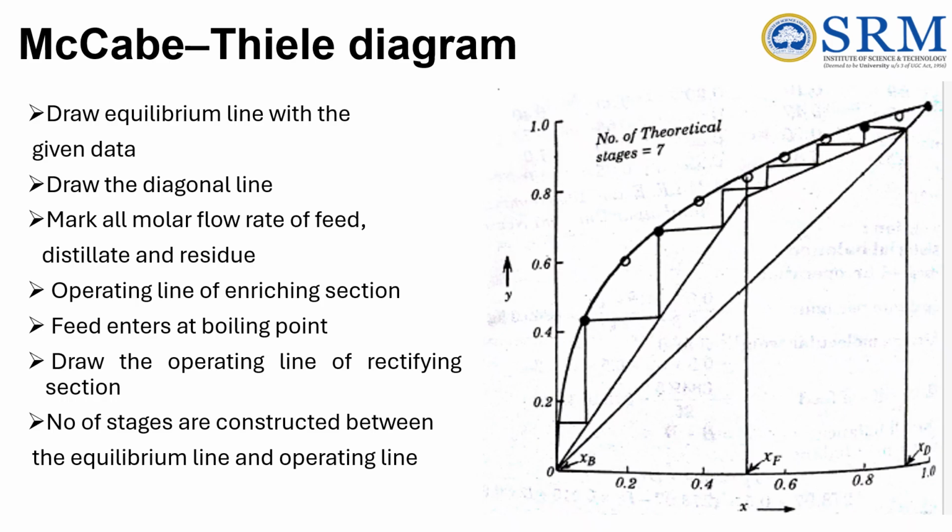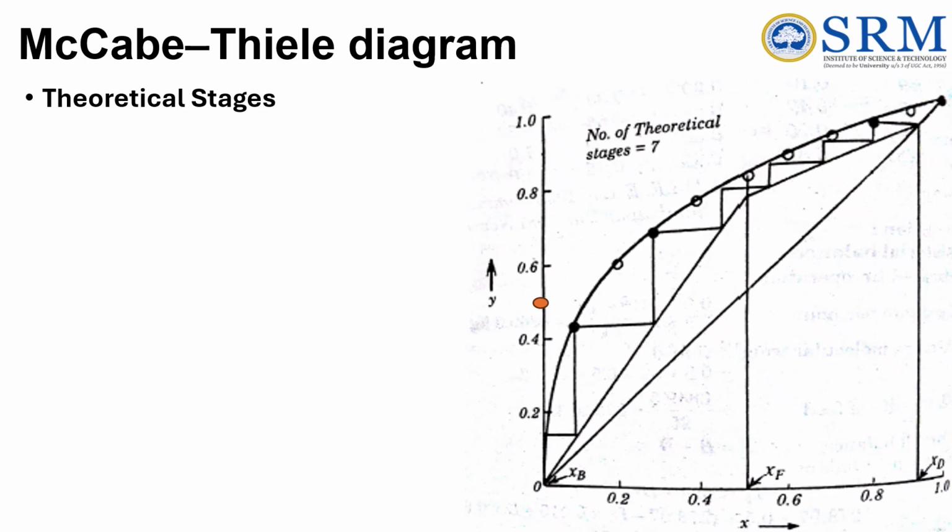Then mark the condition of the feed, after which the operating line of the bottom section can be drawn and intersected. The number of stages can be constructed between the operating line and the equilibrium line till it reaches the feed plate, followed by which the operating line changes and the number of trays are constructed accordingly. That was a brief discussion of the McCabe method for this problem.